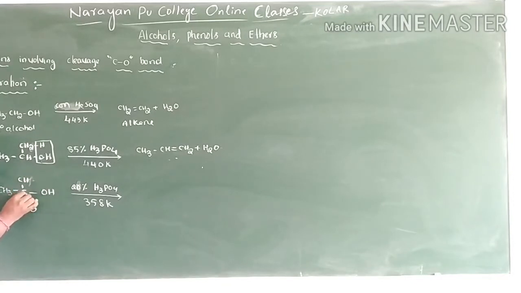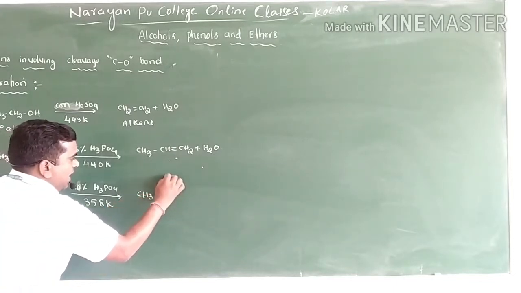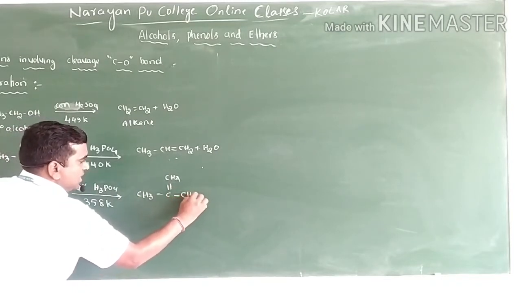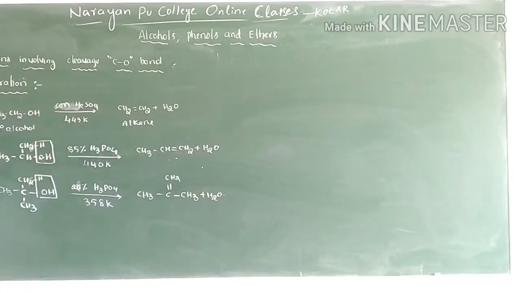Same, shall I write here? Hydrogen is removed from one carbon and OH from the adjacent carbon. This is the 1, 2 carbon. Here the OH-attached carbon and the adjacent carbon lose hydrogen and OH. Then what compound will you get? (CH3)2C=CH2, and you get H2O. Okay?